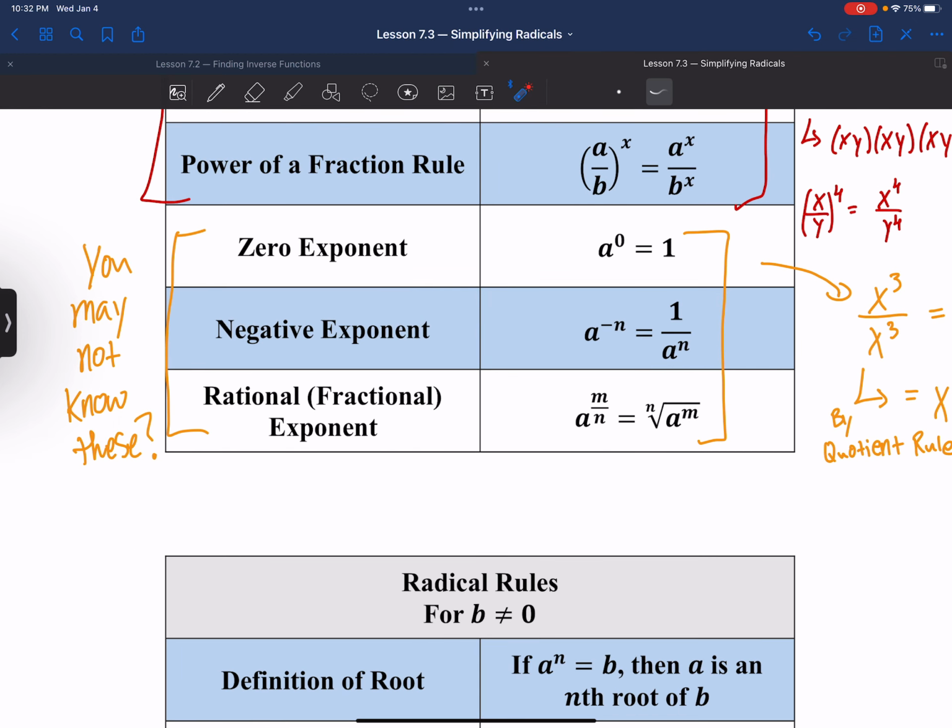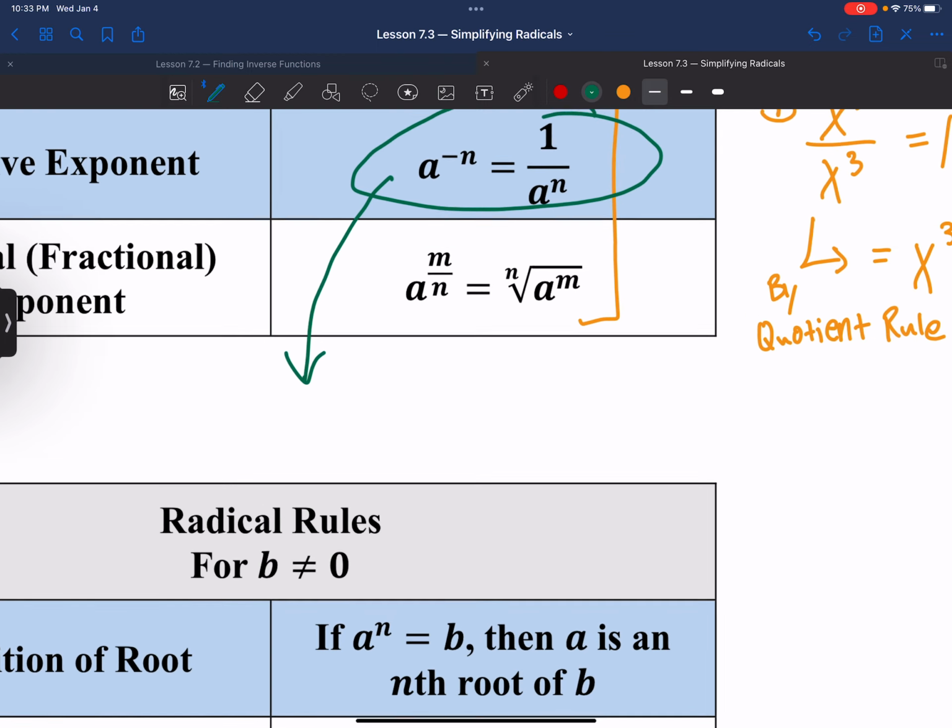Negative exponent. This might be very new. I don't know if you've seen negative exponents before. A negative exponent is when I have a to the power of negative n, whatever this number is, I can write that as a fraction, as a rational expression, 1 over a to the power of n. So let's illustrate this. Why does this work? So again, this is really just because of the quotient rule.